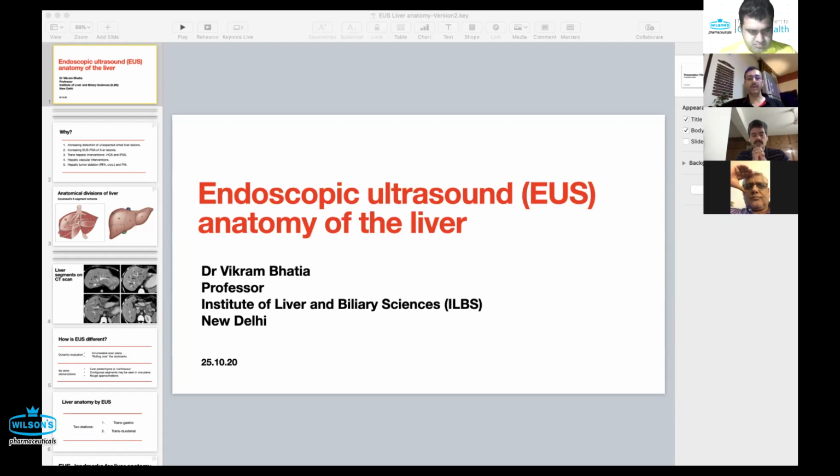And this time we have a very important topic, endoscopic ultrasound anatomy of the liver. And for this, we have Vikram Bhatia just across the border from Delhi. He's a professor in Institute of Liver and Biliary Sciences in New Delhi. He's a well-known, renowned name in the endoscopic ultrasound, an accomplished person, and he has a passion in endoscopic ultrasound, and in particular in the new avenues, new frontiers of endoscopic ultrasound.